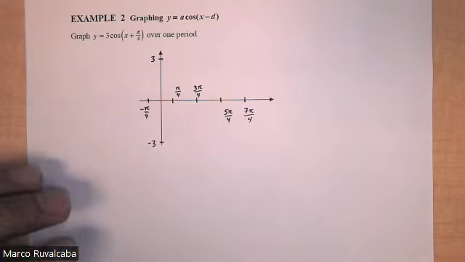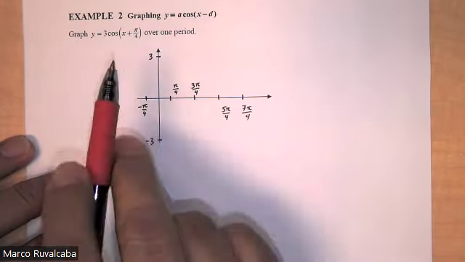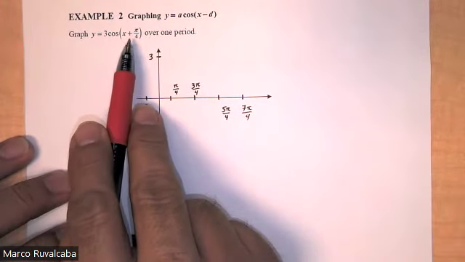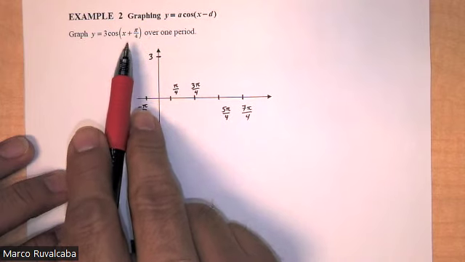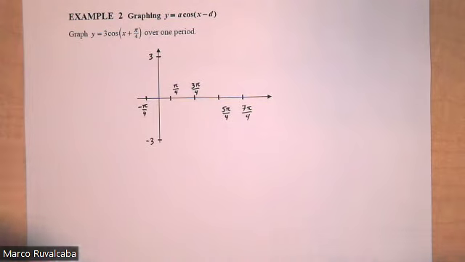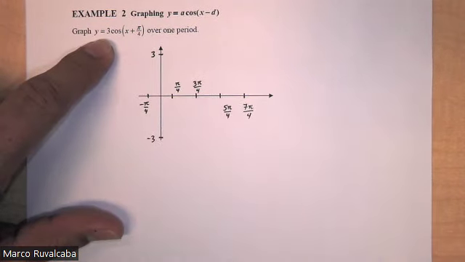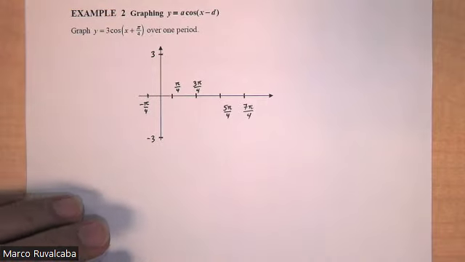So example 2 is a similar one, but now notice it's plus. Since it's plus, that means it's going to be shifted to the left side as opposed to the other one. The other one was shifted to the right side. And then there's a 3 in front. So let's see what happens when there's a 3 in front. So we're going to do it the same way.